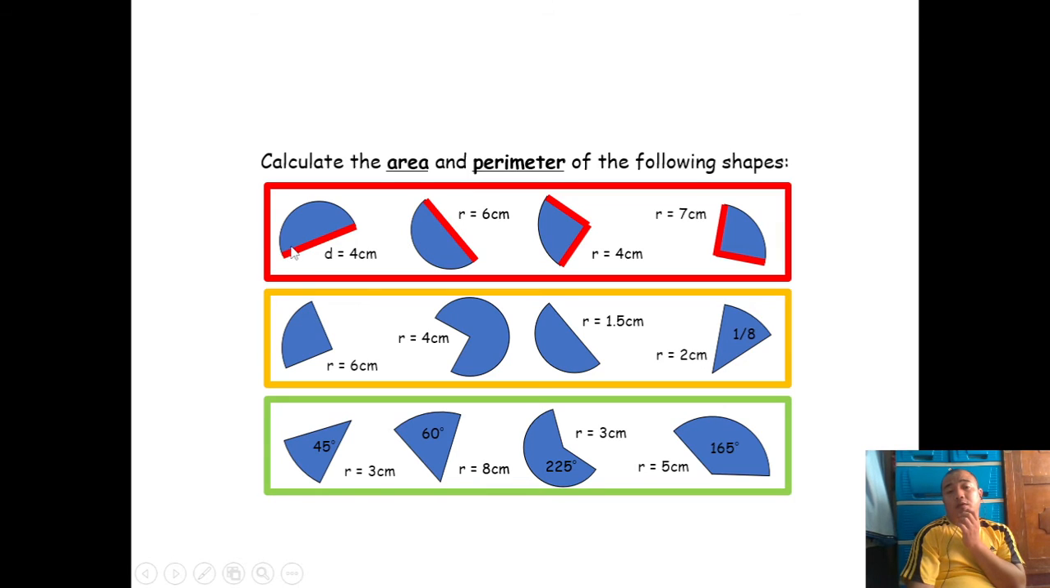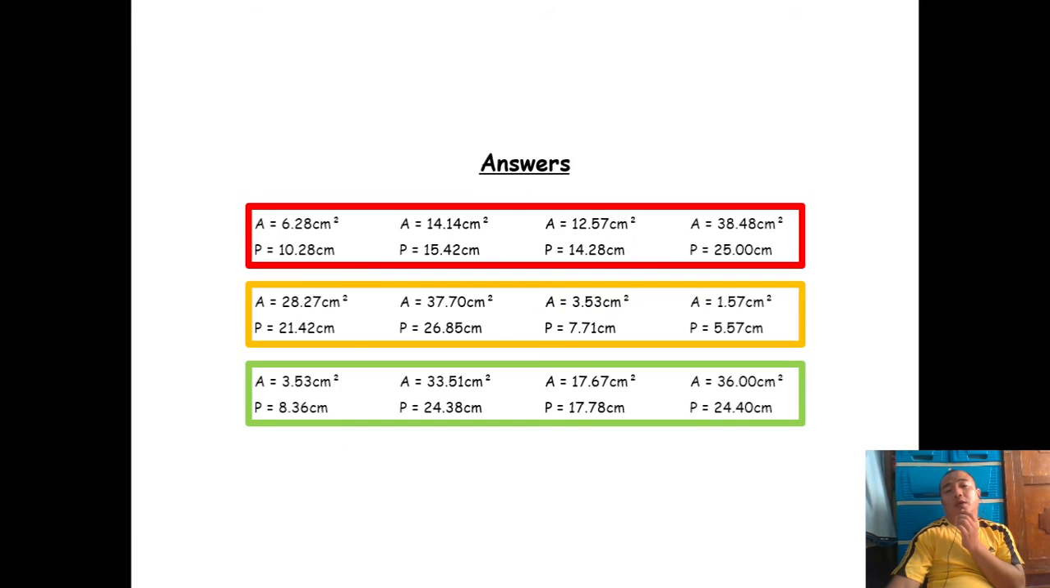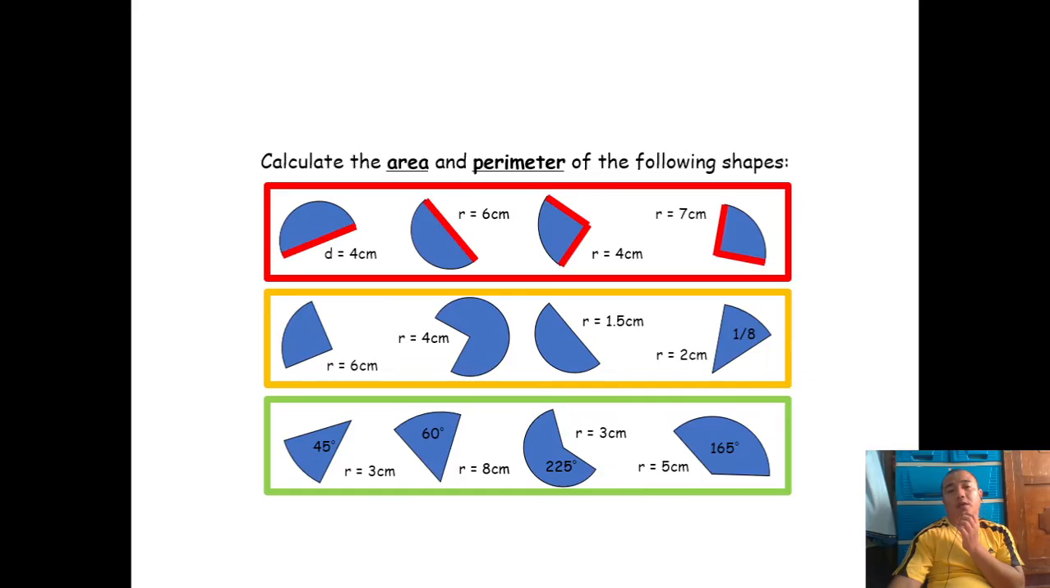Number two. If the diameter is 4 centimeters, what is the area? The area is pi r squared divided by 2, because it's only a semicircle. So we have 4 squared, 16. 16 pi divided by 2, 8 pi. So 8 pi is its area. About the perimeter, 2 pi r or pi d, 4 pi. 8 pi.